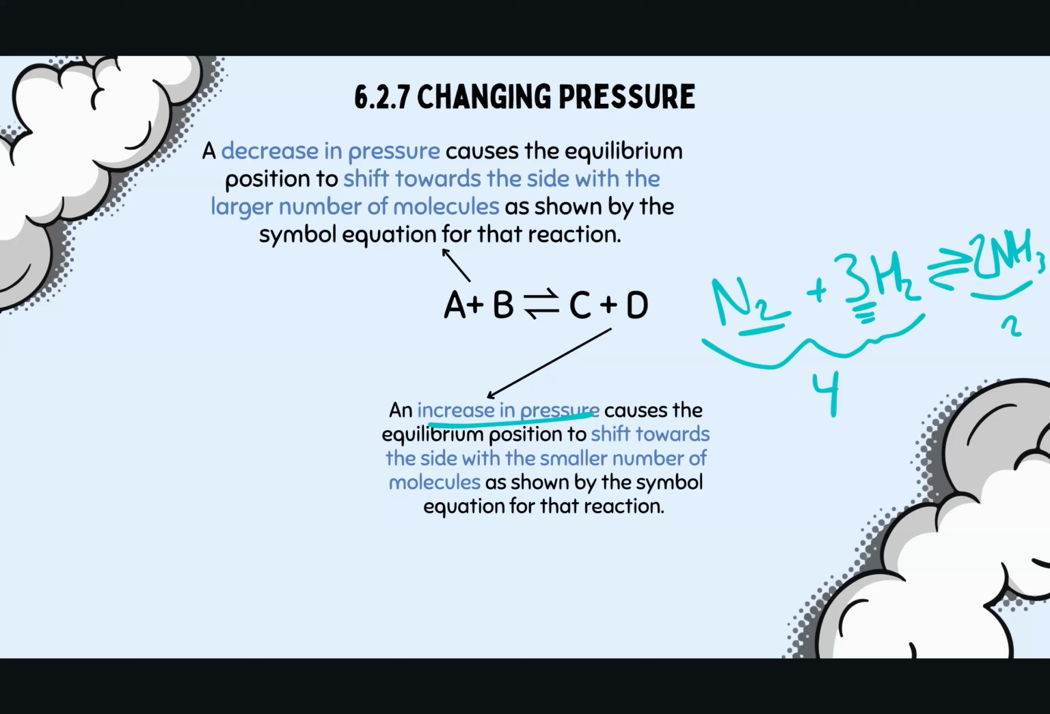So when you increase the pressure, it causes the equilibrium position to shift towards the side with the smaller number of molecules, which means the equilibrium shifts in this direction. So we end up making more. So an increase in pressure would mean more NH3 is made.